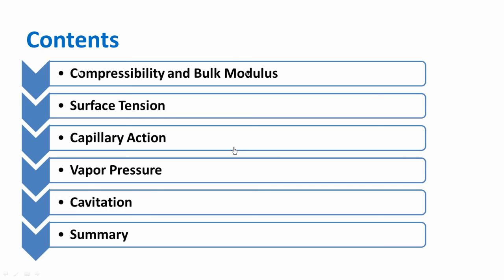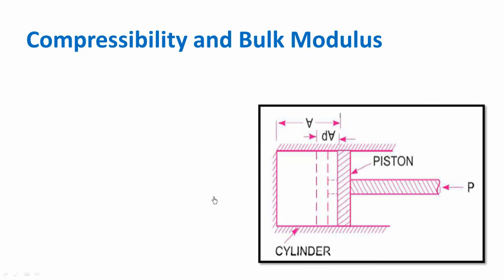Okay, so coming to the contents, we will have compressibility and bulk modulus, then we'll talk about surface tension, capillary action, vapor pressure, and cavitation, and finally we'll go with the summary. Okay, so we'll see one by one. So first is compressibility and bulk modulus.